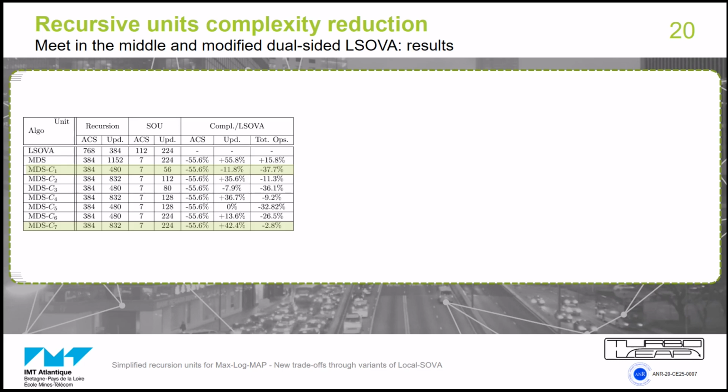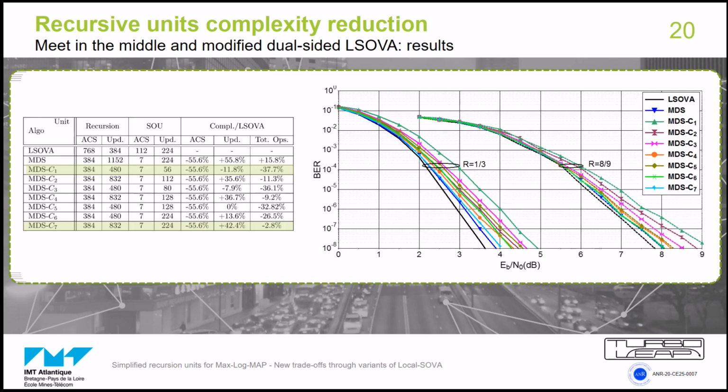By applying this MDS local-SOVA algorithm, the error correcting performance is directly related to the considered configuration. For example, when considering the configuration C1, where only 4 bits are updated at each recursion at the SOU, 1 dB of performance loss is observed. This loss is reduced whenever we consider a configuration with a higher number of updates.